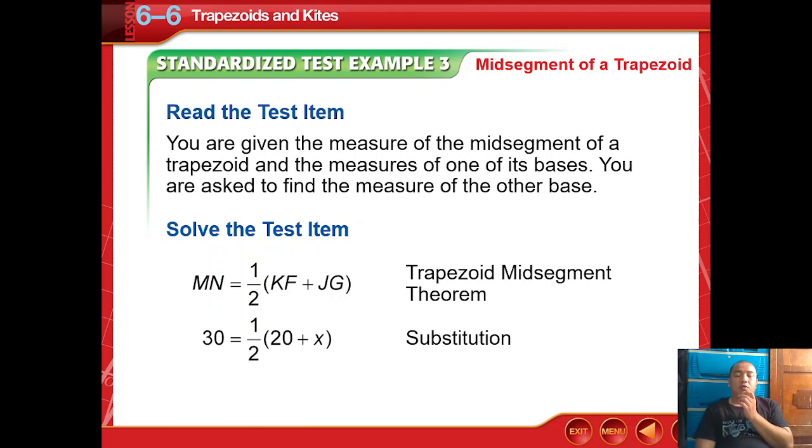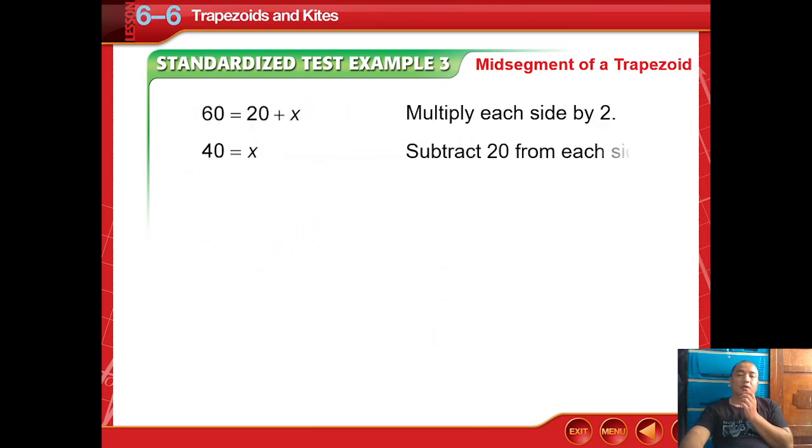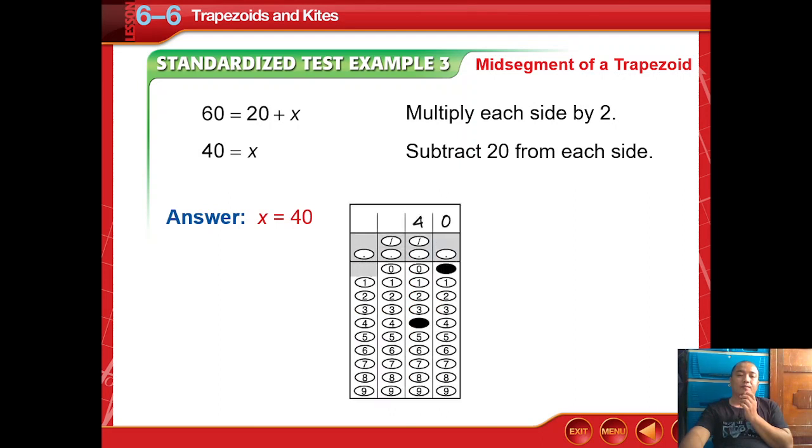Right? 30 is equal to 1/2 times quantity 20 plus X. Multiply both sides by 2, it becomes 60 equals 20 plus X. 60 minus 20 is 40. So X is equal to 40.